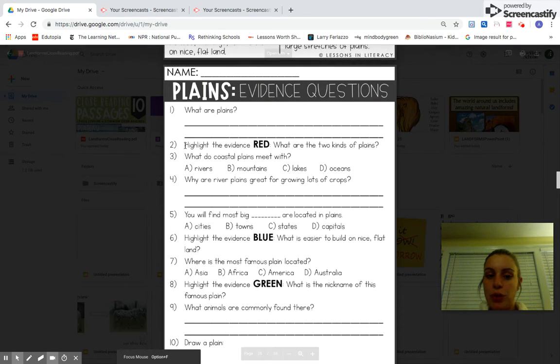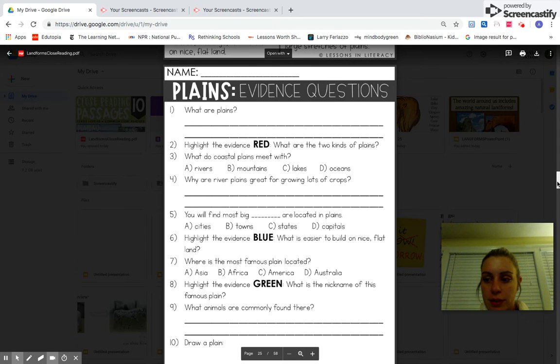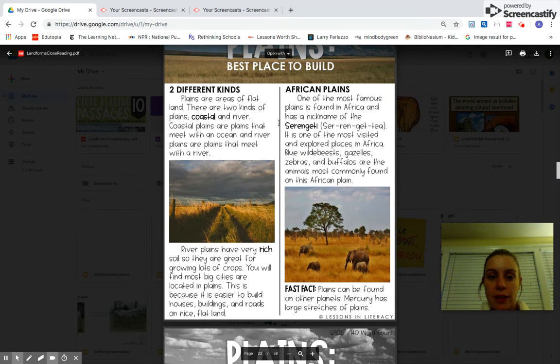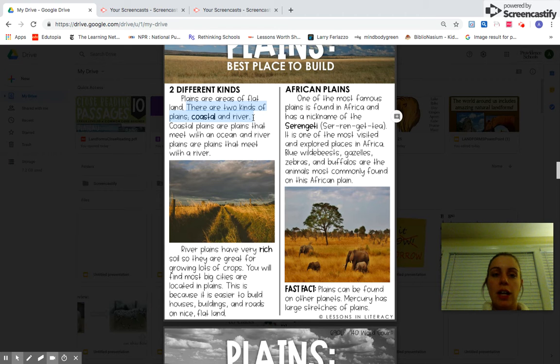Okay, number two. Highlight the evidence. Remember, don't worry about the color. You can underline as well if you only have a pencil. What are the two kinds of plains? Okay, so remember, we talked about two different kinds of plains. What are the types of plains? Okay, I want you to go back in the text and highlight the two kinds of plains. Okay, so yours should look like this. Okay, and write a number 2 next to it, because that's question number 2.